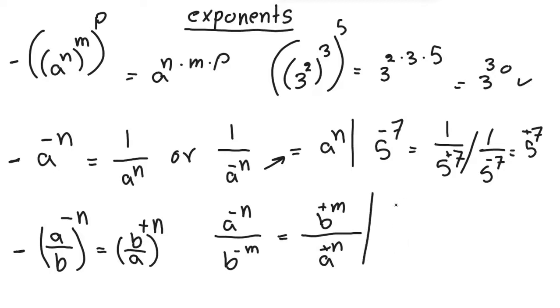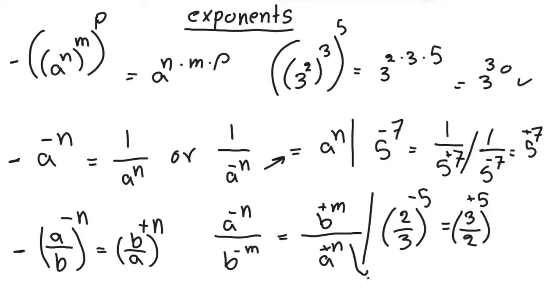The numerical example is also very easy. 2 over 3 to the power of minus 5 is equal to 3 over 2 to the power 5, the negative becomes positive. Or if you have this one: 2 to the power of minus 5 divided by 3 to the power of minus 4, it's equal to 3 to the power of positive 4 over 2 to the positive 5. That's much easier.